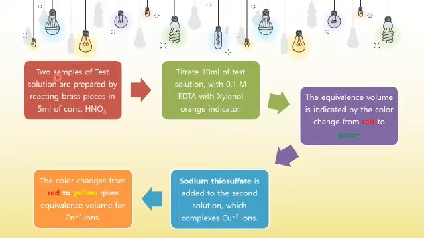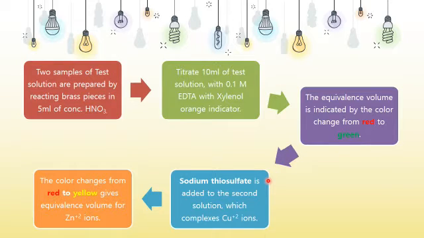The first step is the preparation of 2 samples of the test solution by reacting the brass pieces with 5 milliliters of concentrated HNO3. This nitric acid is used for the dissolution of the pieces of brass which are added. One of these solutions is titrated with 0.1 molar EDTA, and xylenol orange indicator is used here. The equivalence volume for this titration is indicated by the color change from red to green.